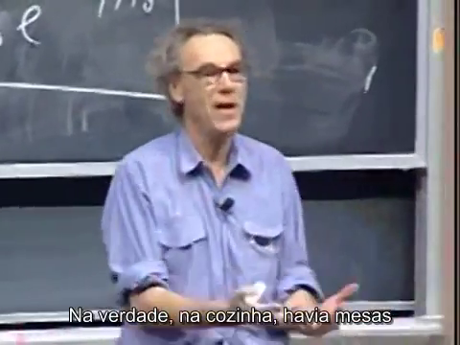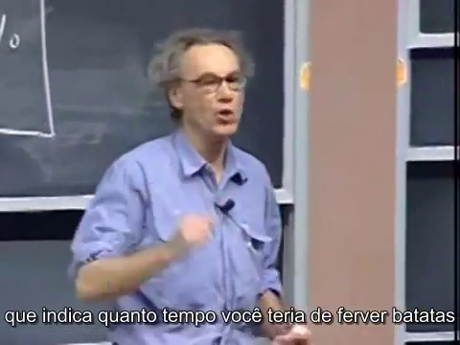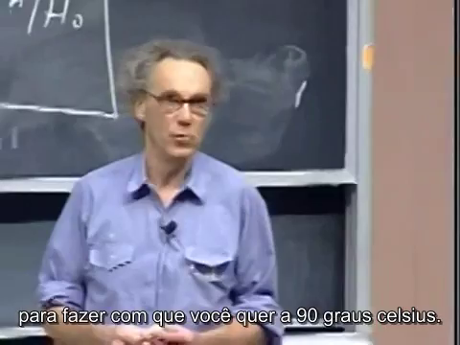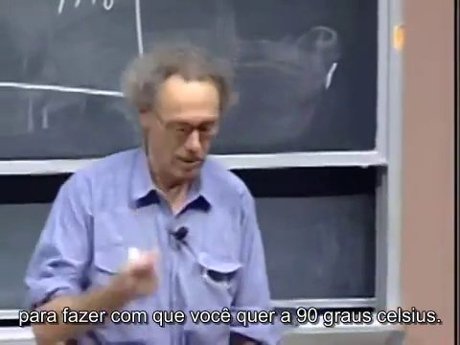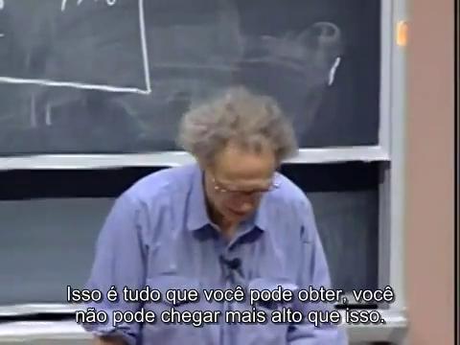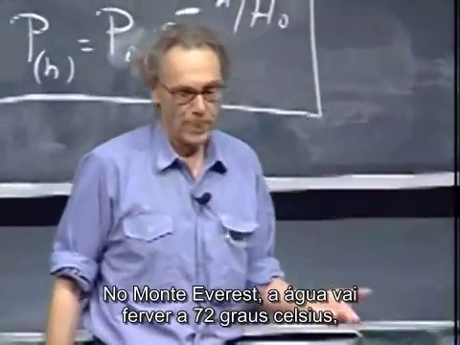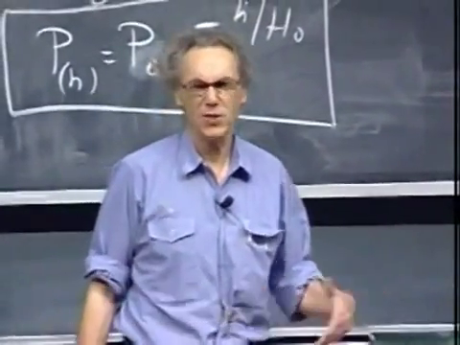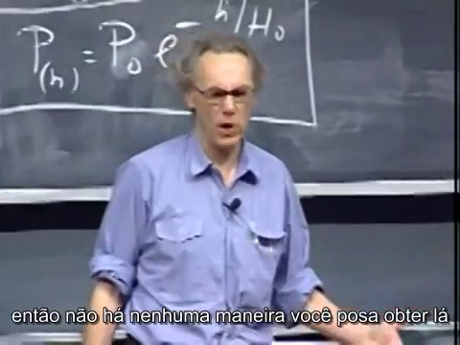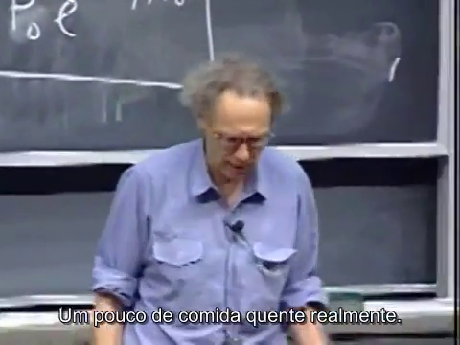In fact, in the kitchen, there were tables which indicated how long you would have to boil potatoes to get them how you want them, at 90 degrees centigrade. That's all you can get. You can't go any higher. On Mount Everest, water will boil at 72 degrees centigrade. So there's no way you can get yourself some real hot food there. So you need a pressure cooker there, of course.